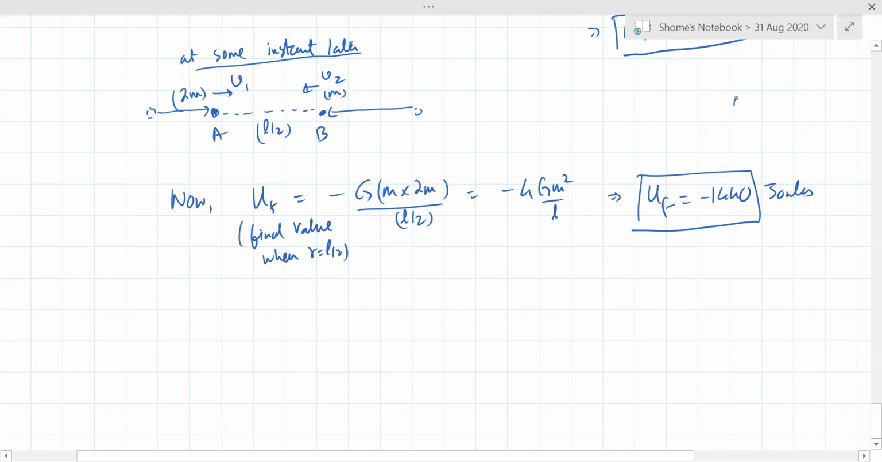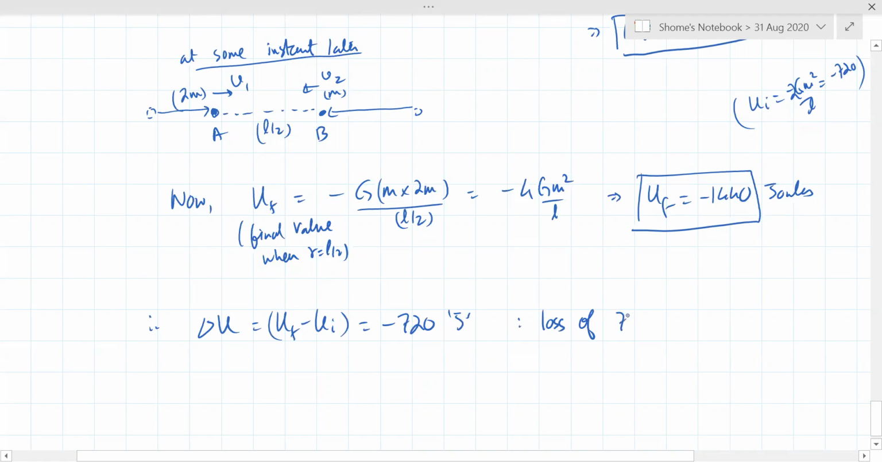Okay, because remember, U initial, which was minus 2Gm²/L, we had calculated this was minus 720 joules. So that's why this is this. So the change in potential energy, which is the final minus the initial, will be itself minus 720 joules. So there is a loss of 720 joules of gravitational potential energy for the system, that is A plus B.